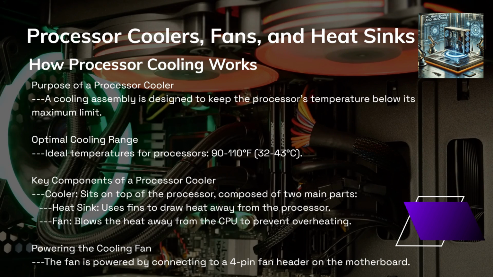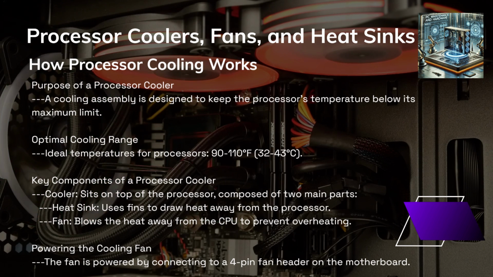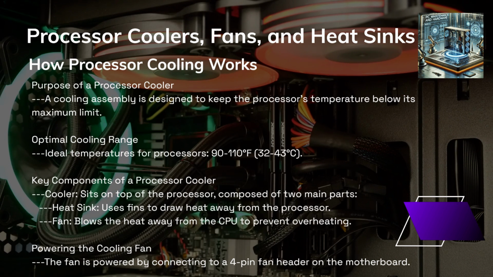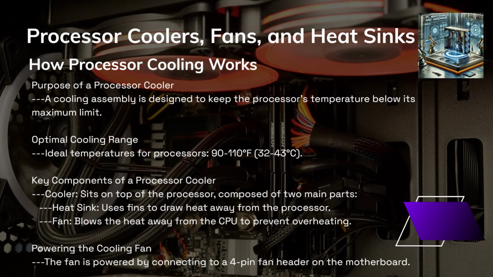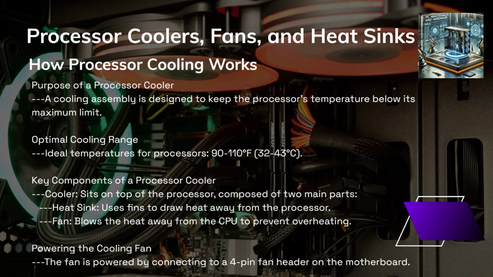The cooler itself sits on top of the processor and consists of 2 main parts, a fan and a heatsink. The heatsink has fins that pull heat away from the processor, while the fan blows that heat out, keeping your CPU cool. The fan is powered by a 4-pin connector attached to the motherboard.